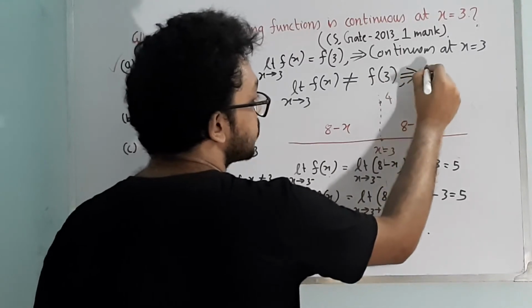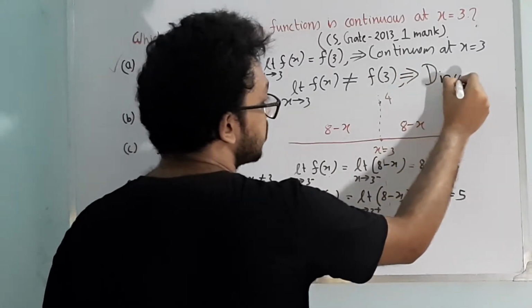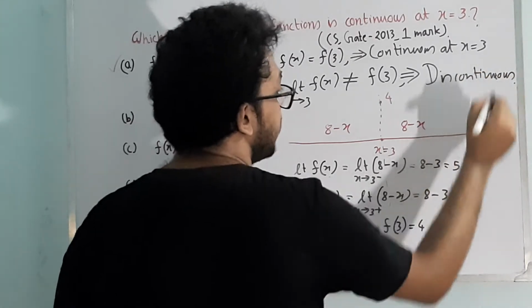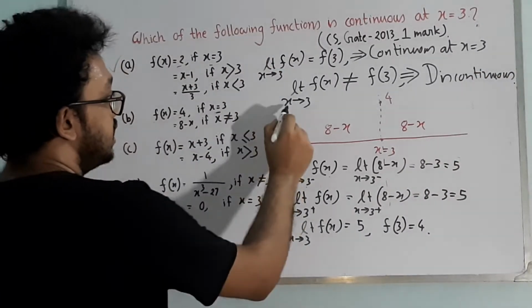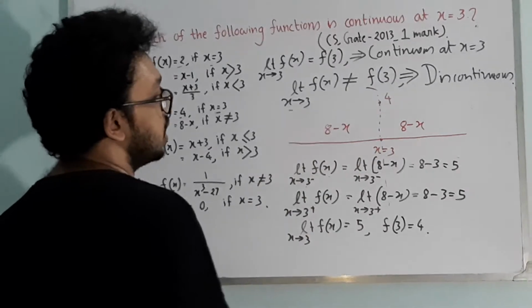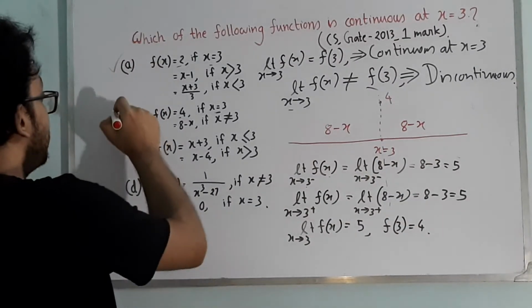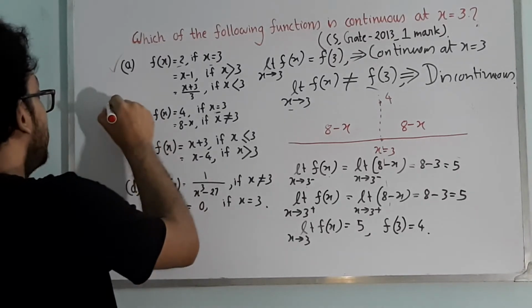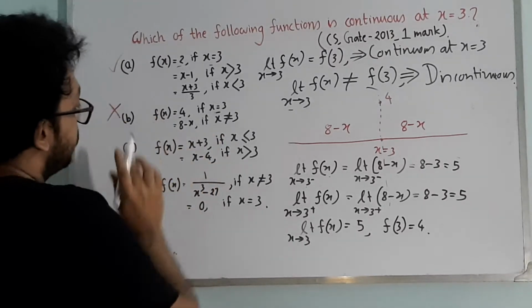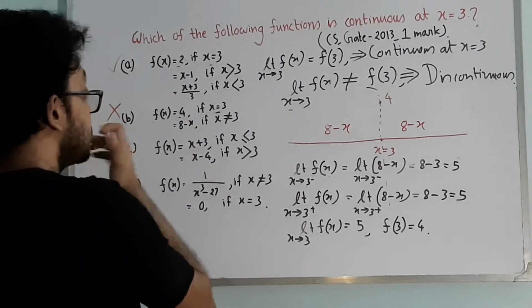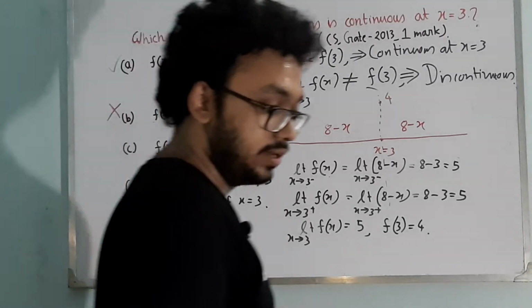So clearly this function is discontinuous at x equal to 3, right? Because for the continuity, the limiting value has to be same as functional value. In this case, the limiting value is not same as functional value, so the function is discontinuous. So clearly option B is not a correct option, because at x equal to 3, the function f(x) is not continuous, rather it's discontinuous, right?